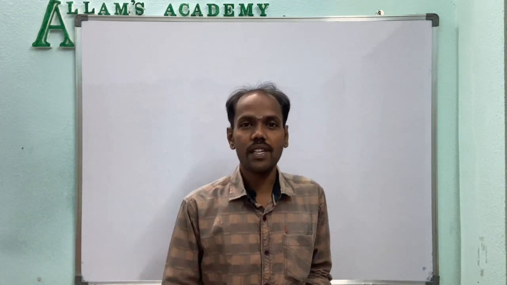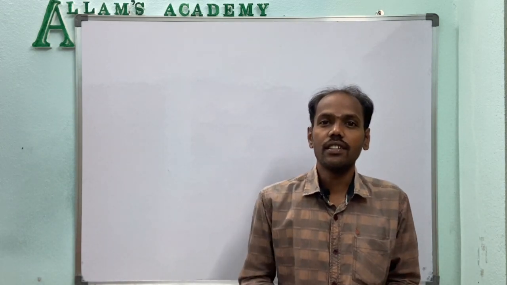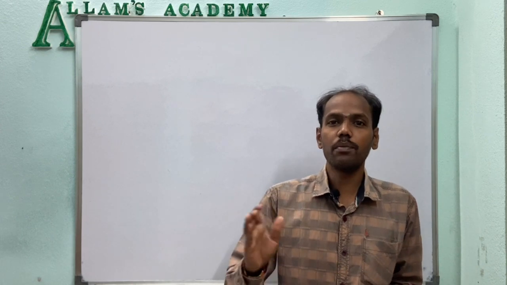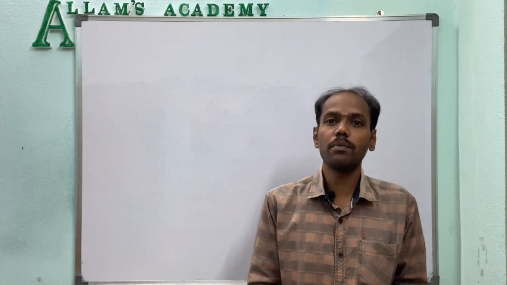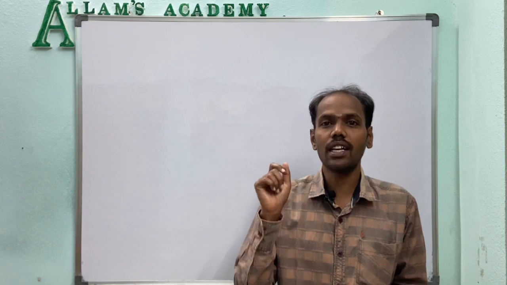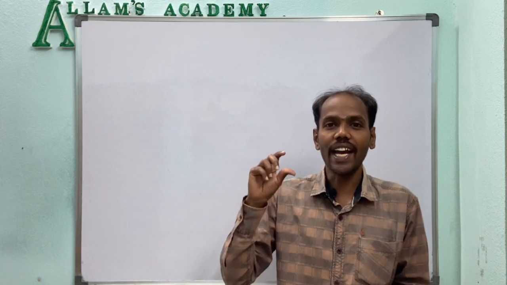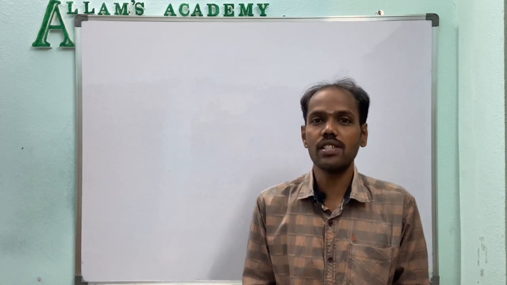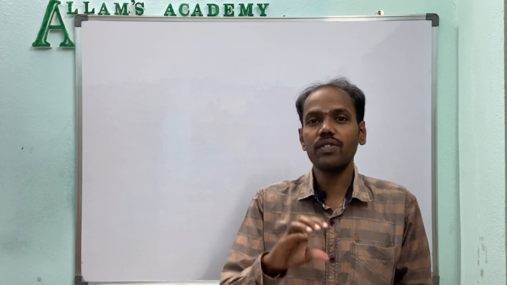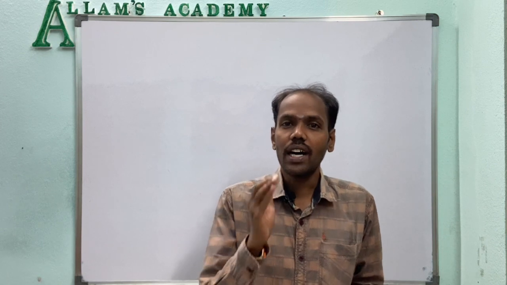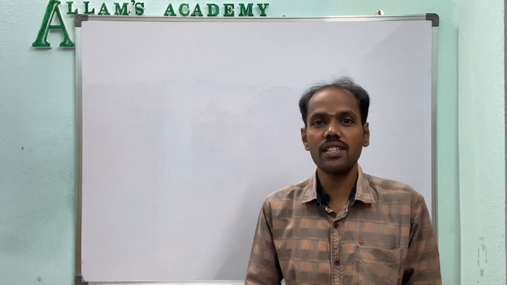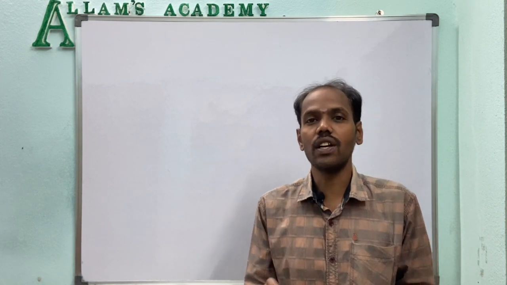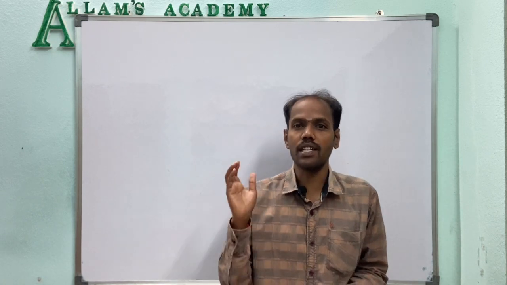In our previous class, we learned about arithmetic progression: the first term, second term, the common difference, and the general form of the nth term, an equals a plus n minus 1 into d, and the sum of the numbers. If the first term and the common difference are given, then Sn is equal to n by 2 into 2a plus n minus 1 into d.